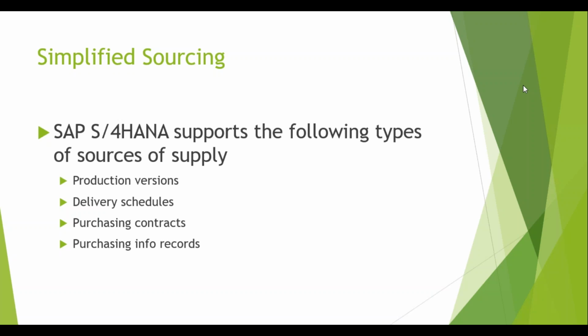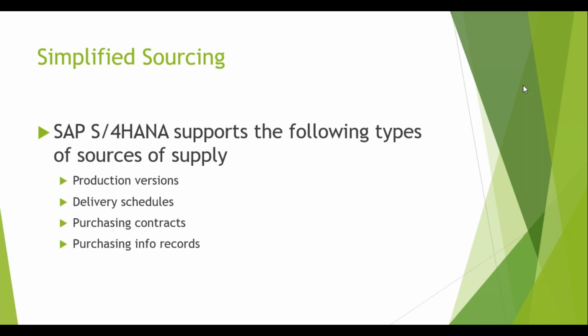So what is simplified sourcing? As we discussed, wherever the system is automatically generating purchase requisitions, or we want planned orders to be created, the system should be able to know from where to pick the data, and which supplier to choose, in short. It may be the automatic creation of a purchase requisition, or even what we saw yesterday, that even if we create a manual purchase requisition, if you want the system to automatically identify which supplier can provide this material, that will be good. So SAP S4HANA supports these sources of supply.